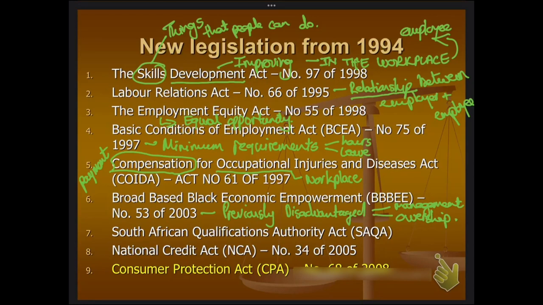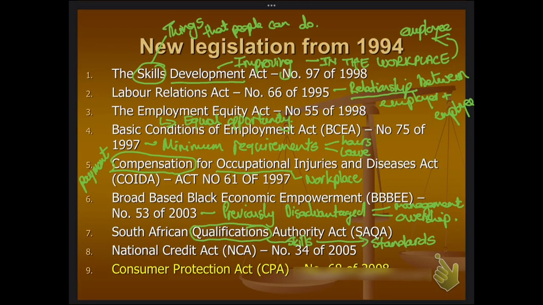The South African Qualifications Authority. The Qualifications Authority literally means degrees. So what people get, the skills. That means the degrees, the diplomas, the certificates that are issued in South Africa. They set those particular standards. So they focus on the skills and they focus on the standards of that.